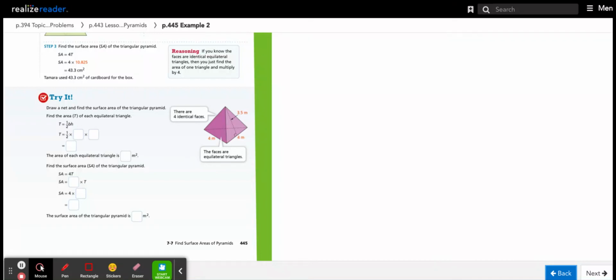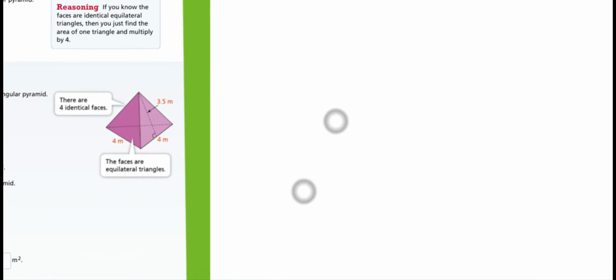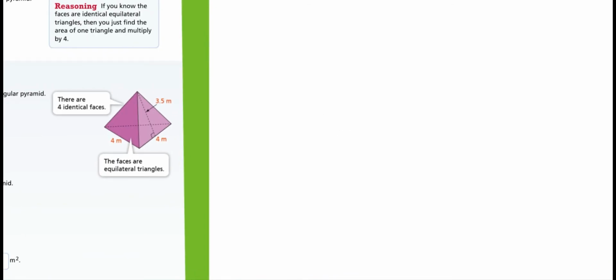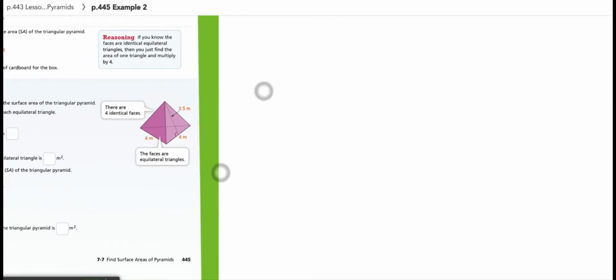This is lesson 7-7, and we are going to find the area of pyramids. So it is important for us to notice what type of pyramid it is. If I'm looking at this purple pyramid, it says there are 4 identical faces. So that means the faces are going to be the same. They are all triangles, and the faces are equilateral triangles.